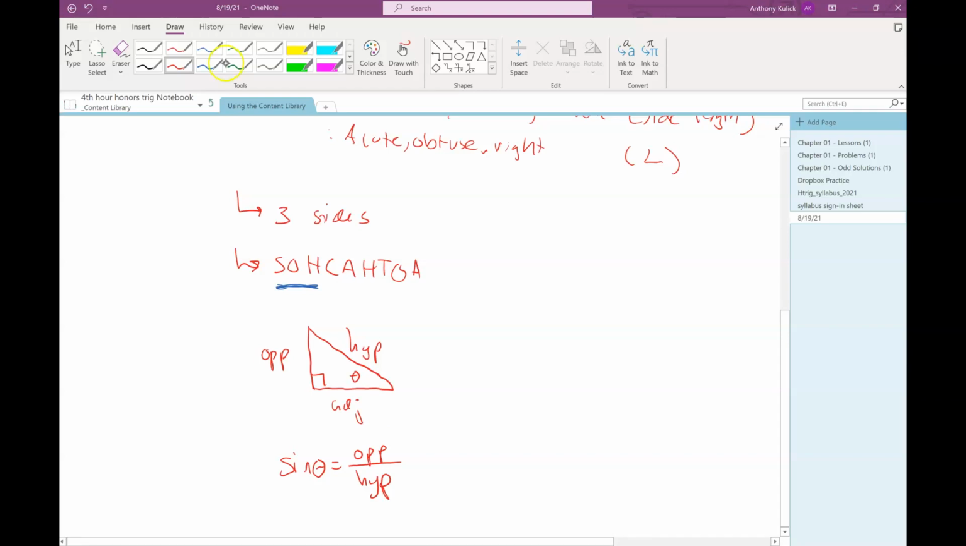Right? And then the CAH, that's saying that cosine is adjacent over hypotenuse. And the TOA is that tangent theta is opposite over adjacent.